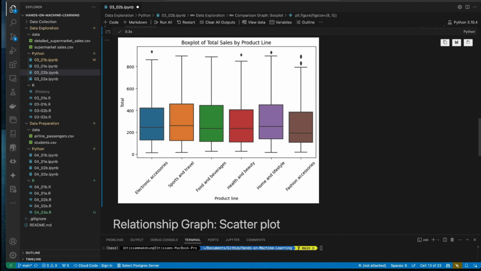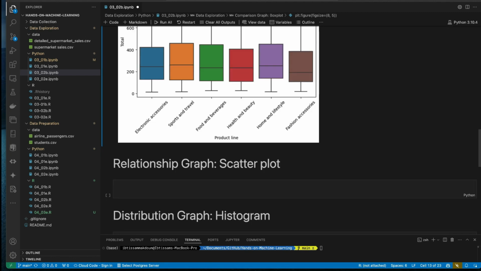You can see that sports and travel have the highest median total sales. Electronic accessories and health and beauty have the lowest median total sales. Another finding suggests that fashion accessories have the widest box, indicating a larger spread of total sales among different data points. Food and beverages have the narrowest box, suggesting a more consistent distribution of total sales. Electronic accessories and fashion accessories have outliers, suggesting that there are a few product lines in these categories with exceptionally high or low total sales.